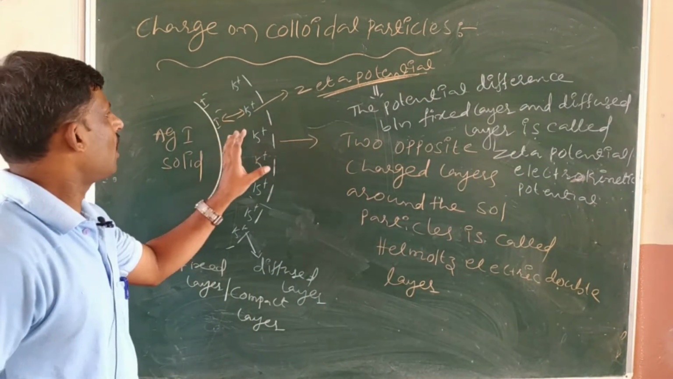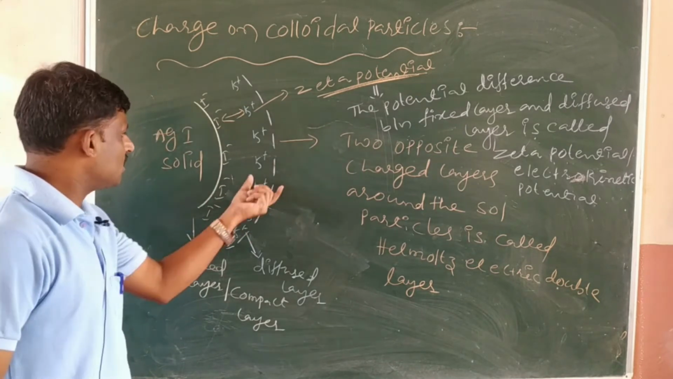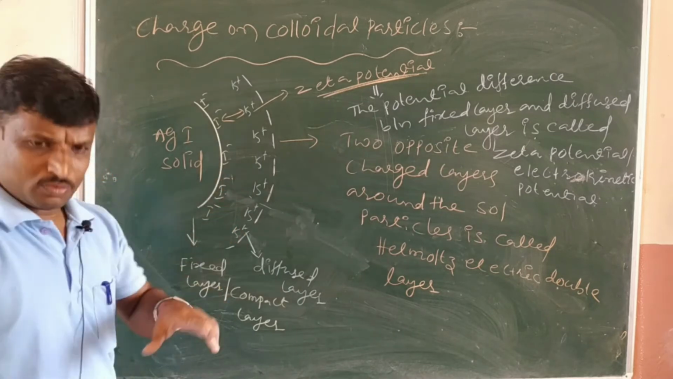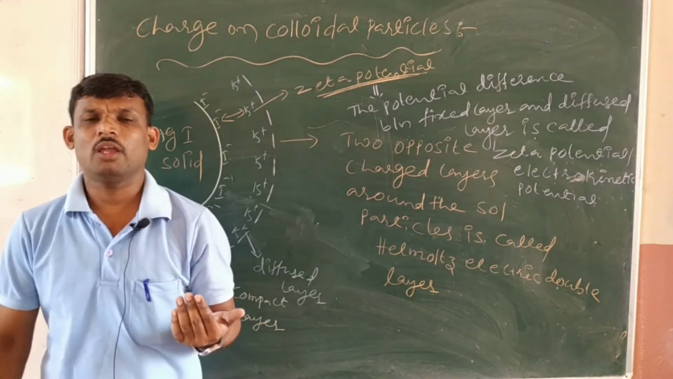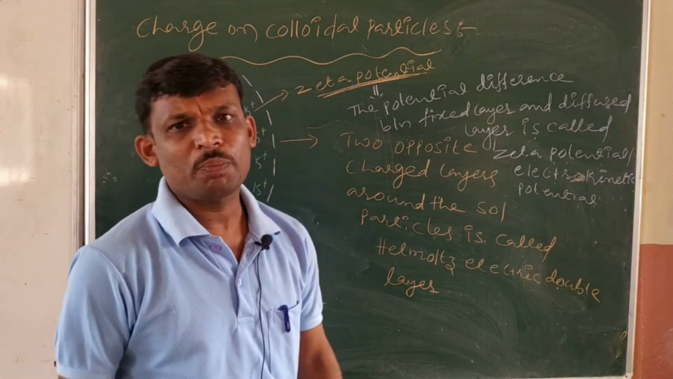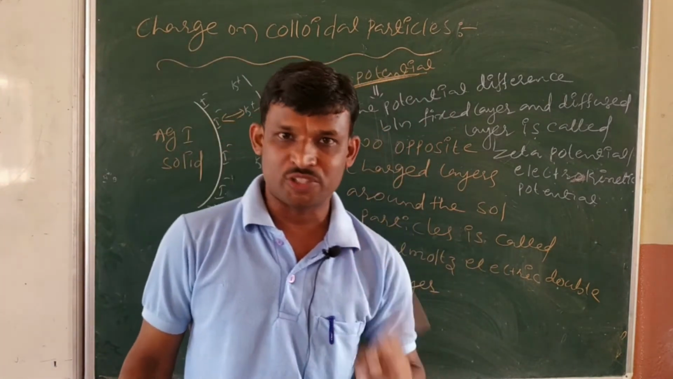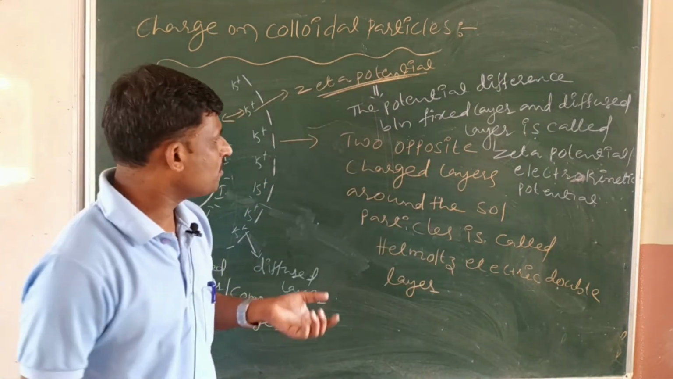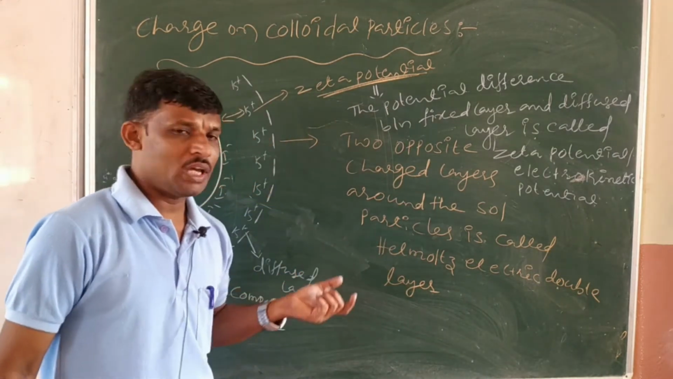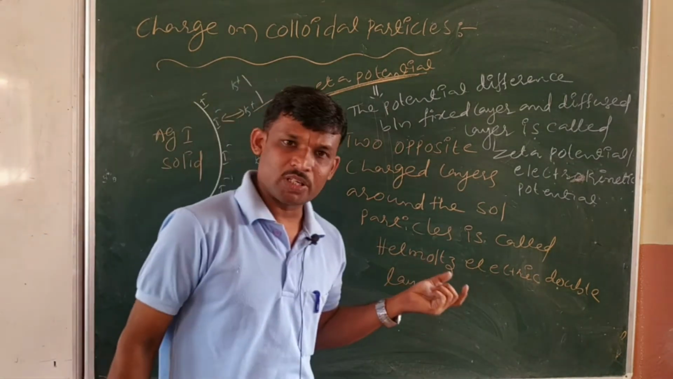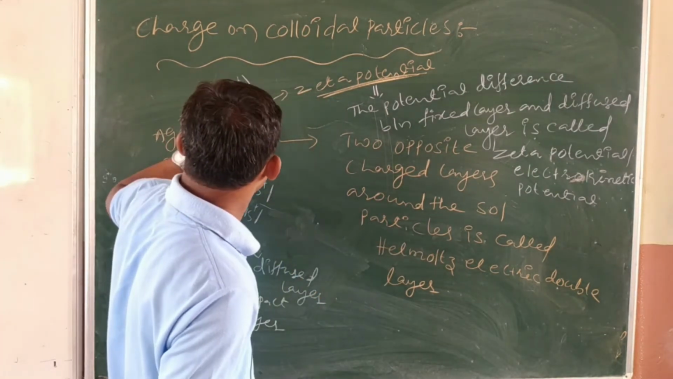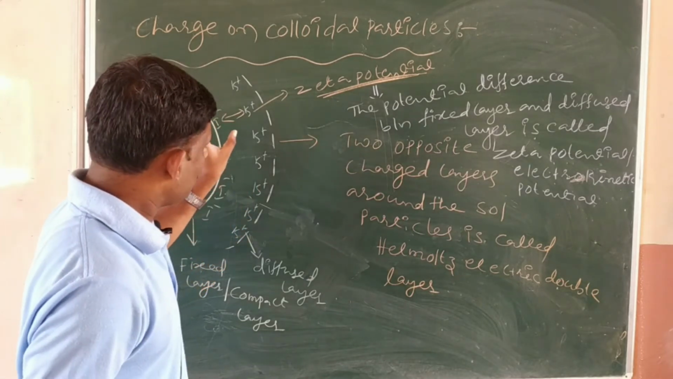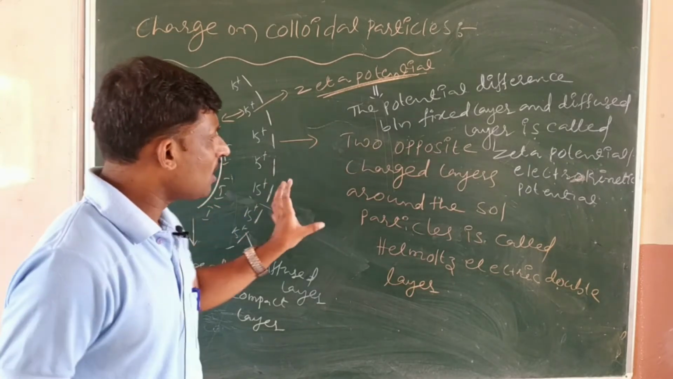Why is the potential difference happening? Here, this is the positive and this is the negative. A charge difference is there. I explained clearly in electrochemistry how potential is developed: the potential is developed by the charge difference. When charge difference is there, potential will be developed, meaning some energy is released in the form of potential. So here the potential difference of the two layers is called the zeta potential or electrokinetic potential.